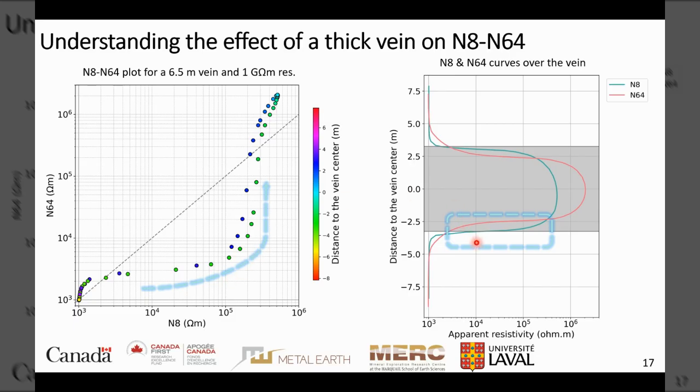As we reach the vein boundaries, we see that N8 will reach its maximum value sooner than the 64-inch electrode. So that's why we go below the line. And as we reach the center of the vein, N64 will read higher values in comparison to the N8. So that's why we go above the line. And as we leave the vein, we go back to our original place. There's an important point here. As you can see, the green points and the blue points are not falling on top of each other, and it's because of the relative position of the injection electrode in comparison to the vein.